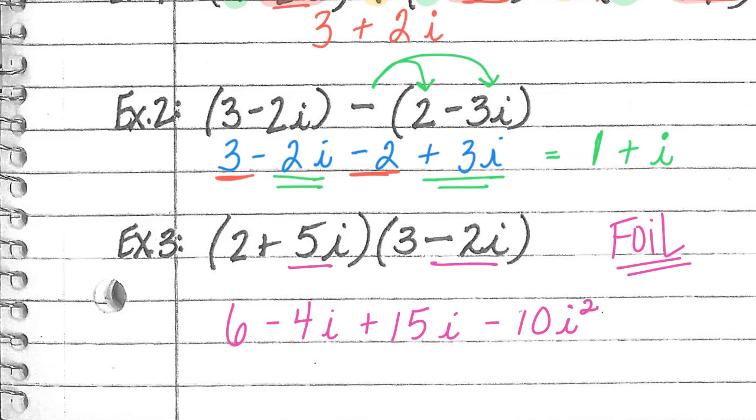But I know that i squared is equivalent to what? Good, it's equivalent to negative 1. So notice that this negative 10 times negative 1 will be positive, right? So when I add like terms, 6 and 10 is 16. Negative 4i and 15i is positive 11i.